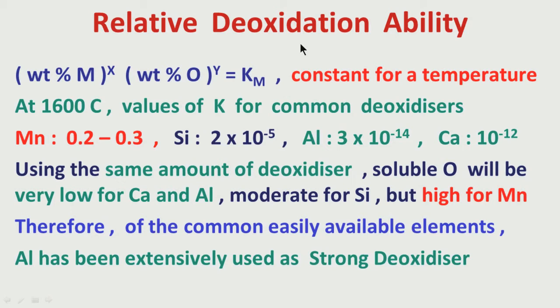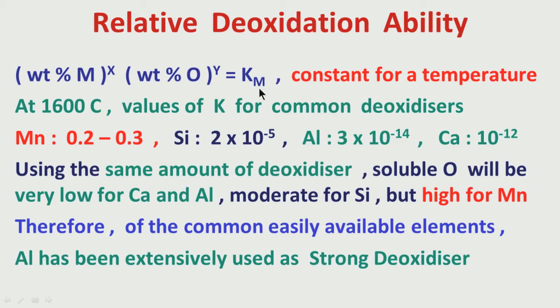I have told you that the weight percent of the metal to the power x, into the weight percentage of oxygen to the power y, is constant. Here metal M is a deoxidant and oxygen is the dissolved oxygen in liquid steel. Since this is an equilibrium term, the constant depends on the free energy of the reaction, so it is dependent on the temperature.